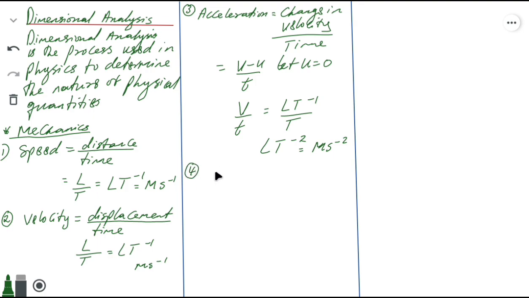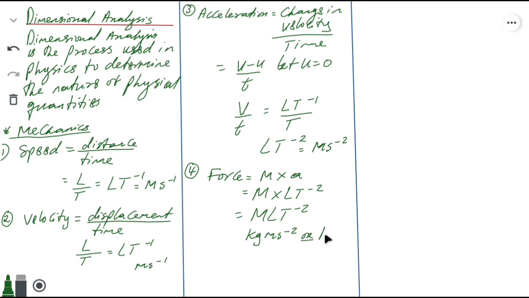Let's move to the next one, force. Let's find the dimension of force. And don't forget, we define force as an agent that tends to change the position of an object either on a straight or circular path. And the formula to calculate force is mass times acceleration. Mass still remains M, and we have already found the dimension of acceleration earlier, which is LT^-2. Therefore, force will be expressed as MLT raised to the power of what? -2. And the unit for force can be derived from this as kilogram meter per second squared, but the general unit of force is Newton.